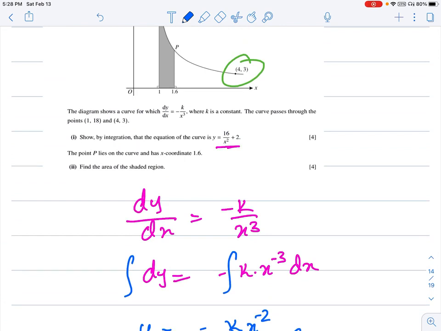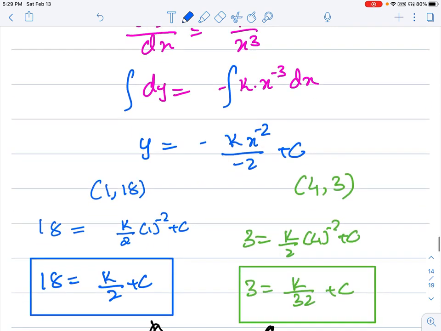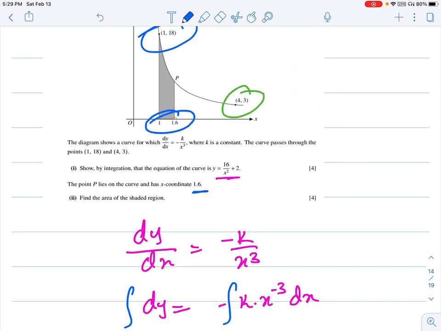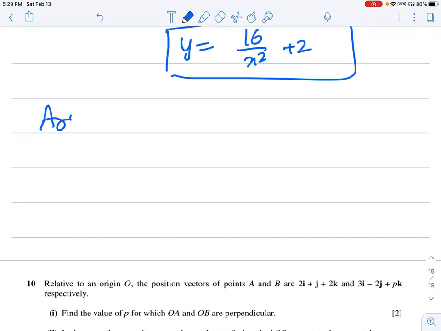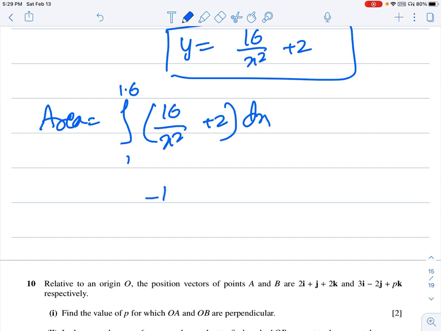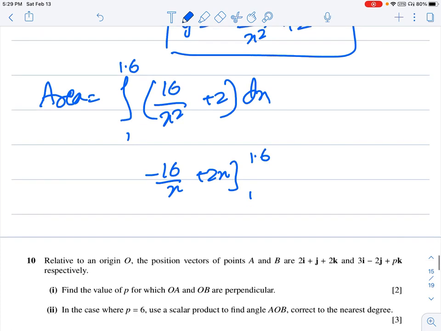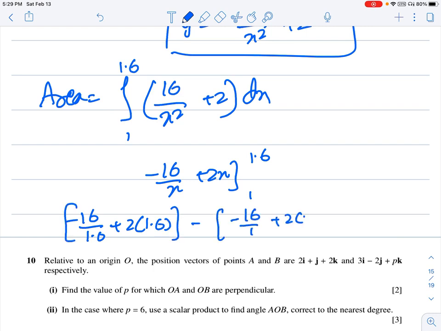The point P lies on the curve and the x coordinate is 1.6. Find the area of the shaded region. So the shaded region is from 1 to 1.6. So just find the integration from 1 to 1.6. Area is equal to integration from 1 to 1.6 of 16 upon x square plus 2 dx. So it becomes minus 16 upon x plus 2x from 1 to 1.6. Substitute 1.6 and substitute 1. Get that answer, 7.2.